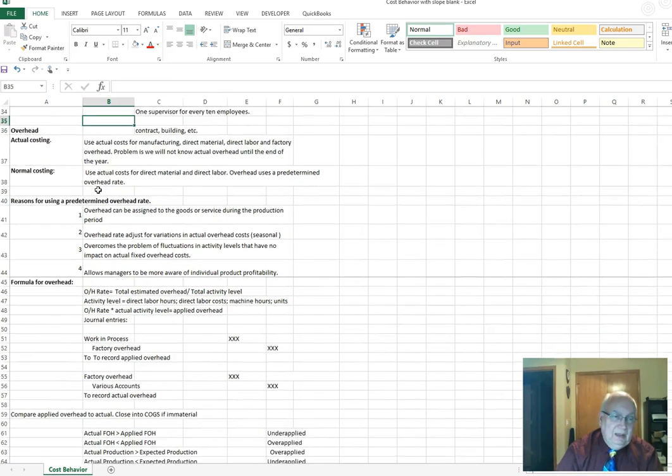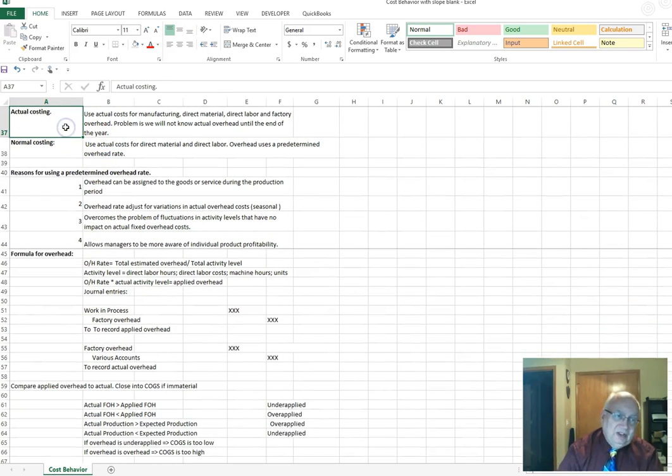Two ways of doing it: actual costing and normal costing. Actual costing we won't be doing because that actually uses actual costs. The problem you have with actual costing is that overhead is seasonal sometimes, and you have to know what the actual cost is. So it's going to vary from month to month. For instance, how much heat do you need in July? Or how much air conditioning do you need in January? In some parts of the country, you don't need any.